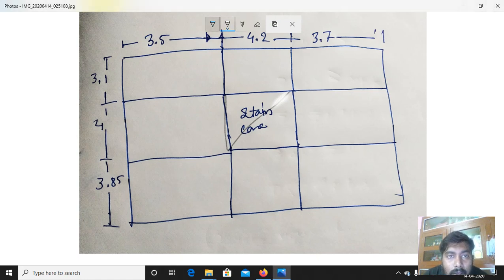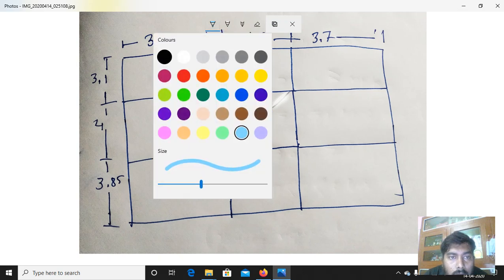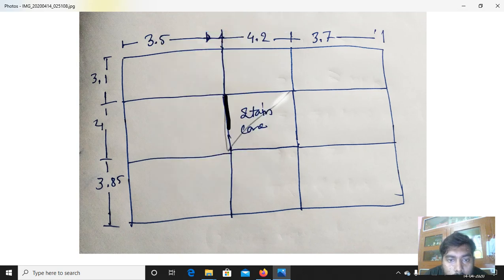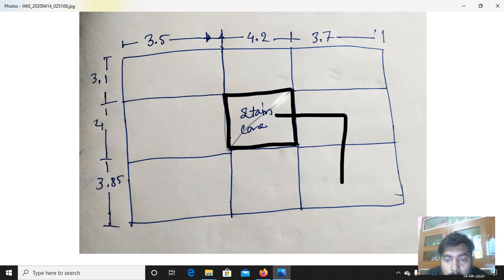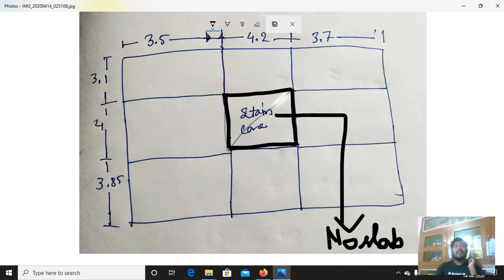In this grid, this is the staircase portion. As you know, in the staircase portion there will be no slab. So in the staircase we do not give slab. We are making a 3-story building. Consider we are making a G plus 3-story building, and we do not have any slab in the staircase. We have to make that.